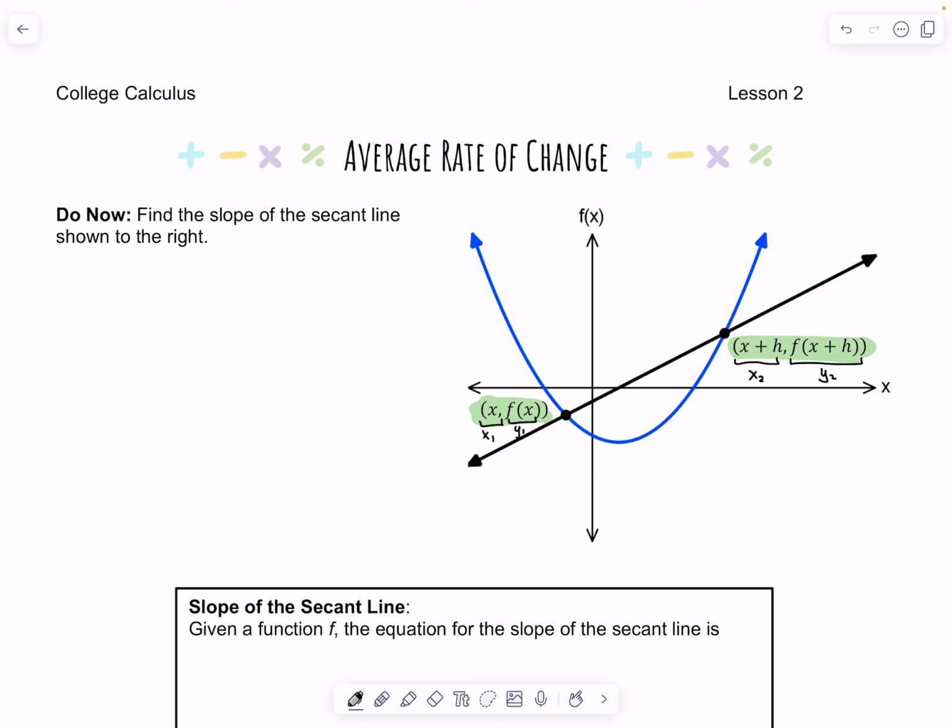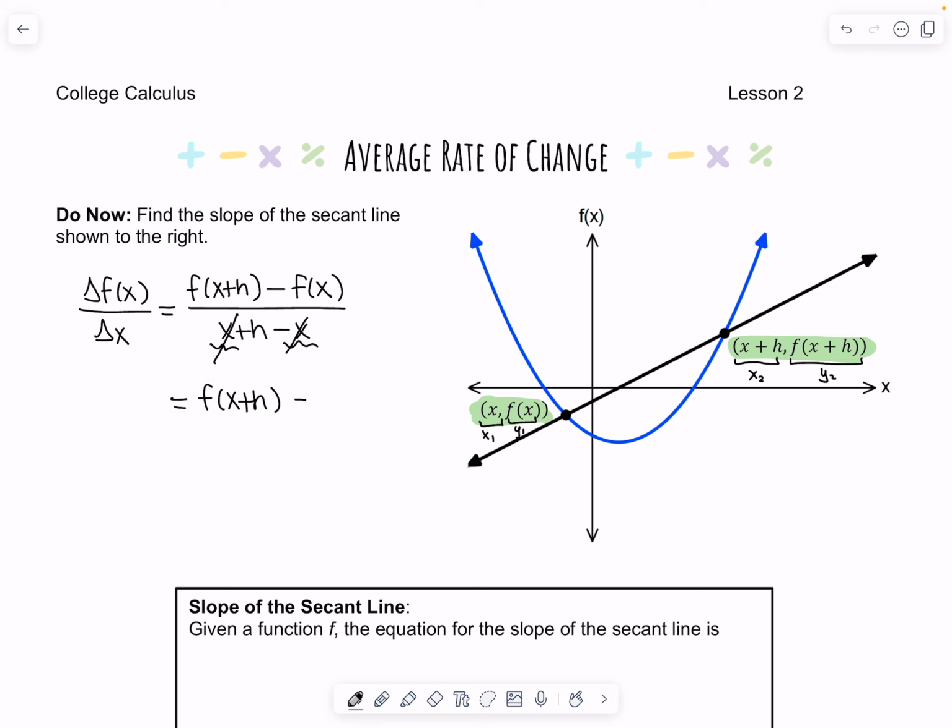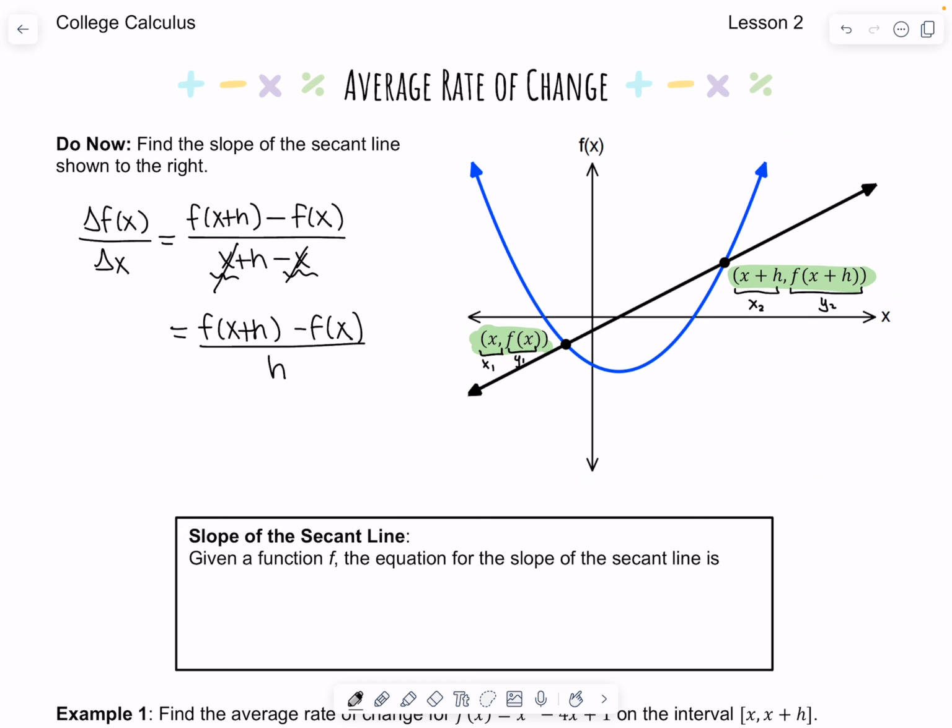Okay, so if you paused the video and gave that a try, we should see something. Change in f of x over change in x would be f of x plus h minus f of x over x plus h minus x. And then what ends up happening in the denominator here is you have these two x's that are additive inverses. They cancel. So you get f of x plus h minus f of x over h. And this is what we find as our slope of the secant line for any given function f.